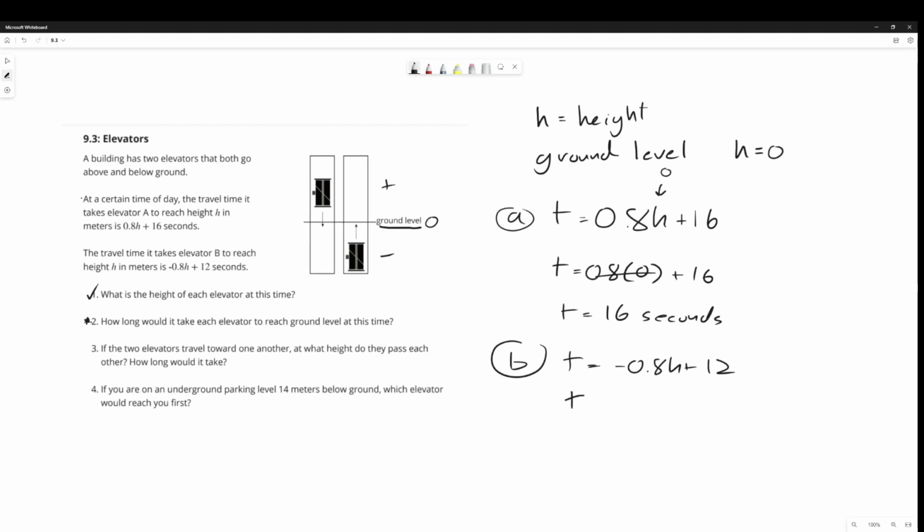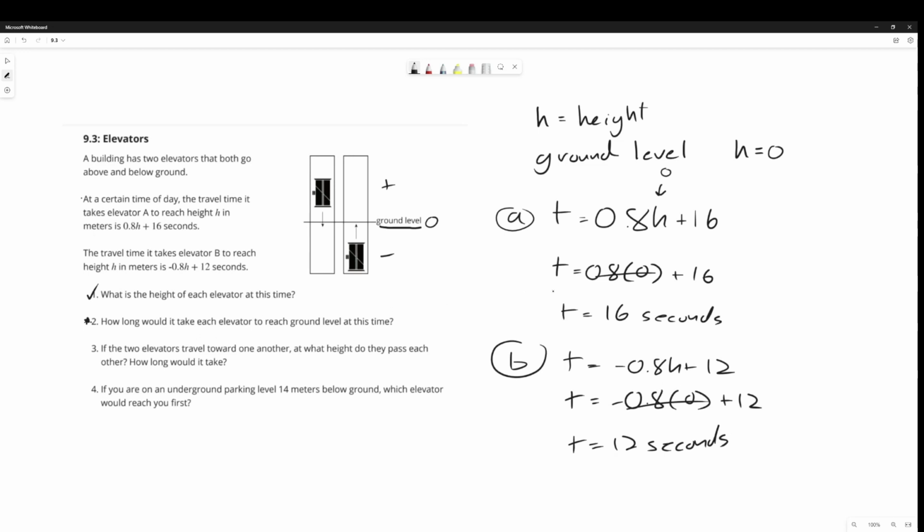All right, so let's see how we did. So t equals negative 0.8 times 0 plus 12. Well, of course, negative 8 tenths times 0 is 0. So my t equals 12. So you should have found out that it's going to take elevator B 12 seconds to hit ground level.